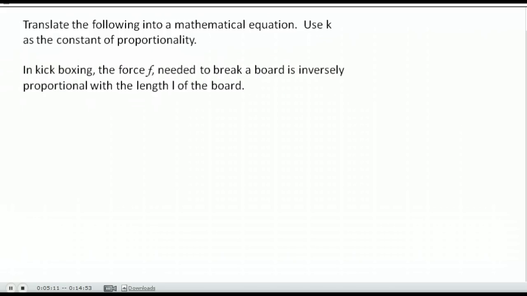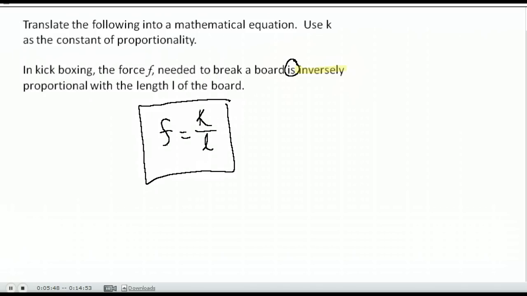All right, here's another. We're asking to translate it into a mathematical equation and use K as our constant of proportionality. In kickboxing, the force F needed to break a board is, so that's where our equal sign goes, so F equals inversely, so again we want to watch for that, inversely means we divide by this new variable that's going to come into play, inversely proportional to the length L of the board. So we have our K inversely, it's going to be divided by L, the length of the board. So the force is inversely proportional to the length of the board.